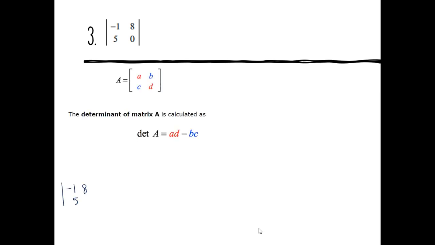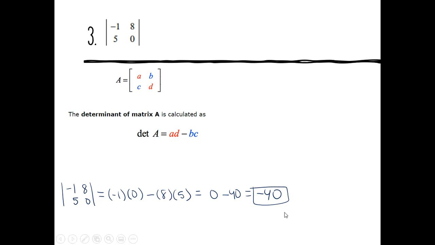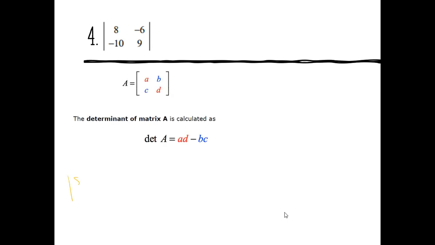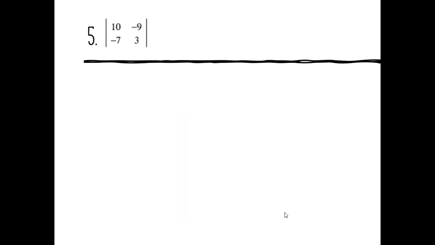For number three, find the determinant of another matrix. So same thing, nothing different. Multiply -1 times 0 minus 8 times 5. We get 0 minus 40. So -40 is our answer. Here is number four. Again, crisscross multiply. 8 times 9 minus -6 times -10. We end up with 72 minus 60, which is 12.